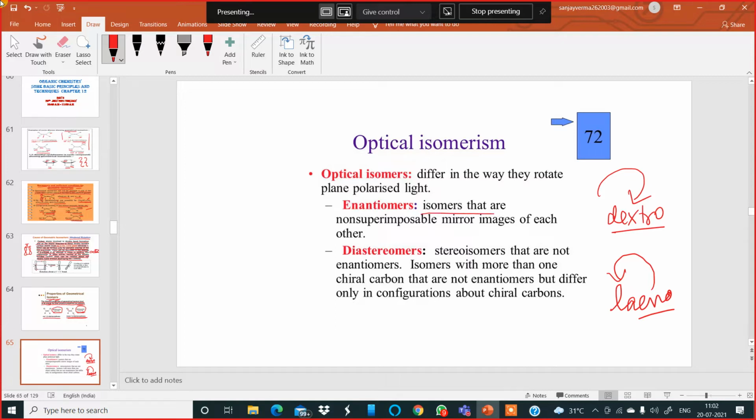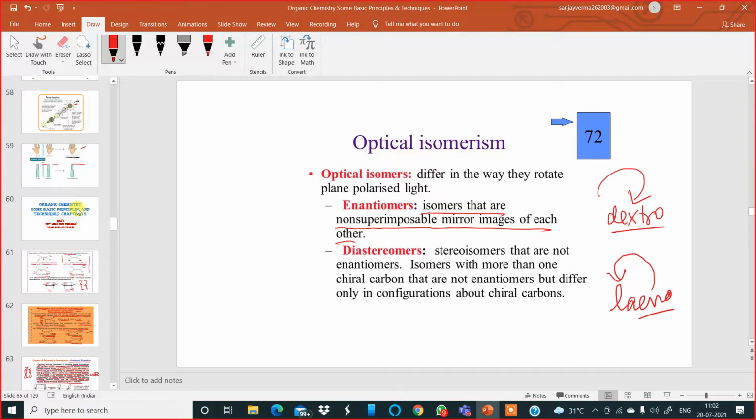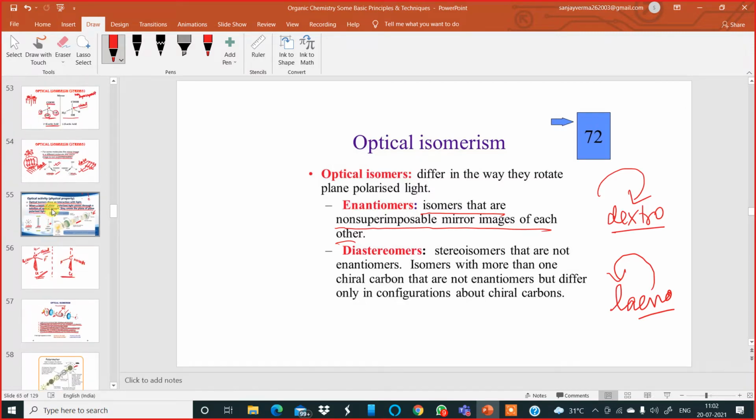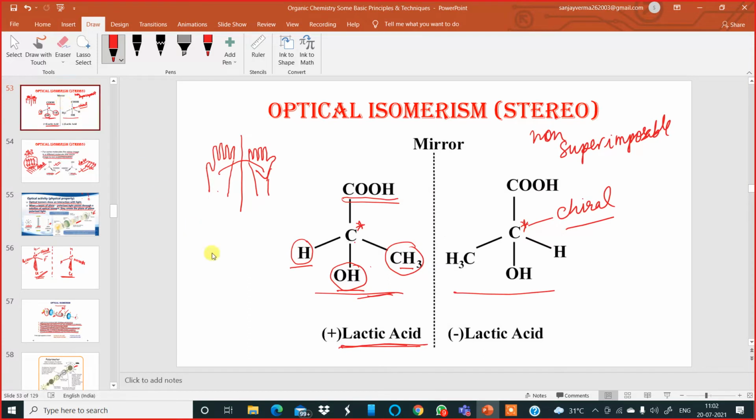Enantiomers are isomers that are non-superimposable mirror images of each other, which we have seen in the previous classes. For example, have a look at this example over here, plus lactic acid and minus lactic acid. If I lift this compound and try to put it on this compound, it will be non-superimposable because this methyl will come over here and this hydrogen will come on top of this. So this non-superimposability makes this compound optically active.